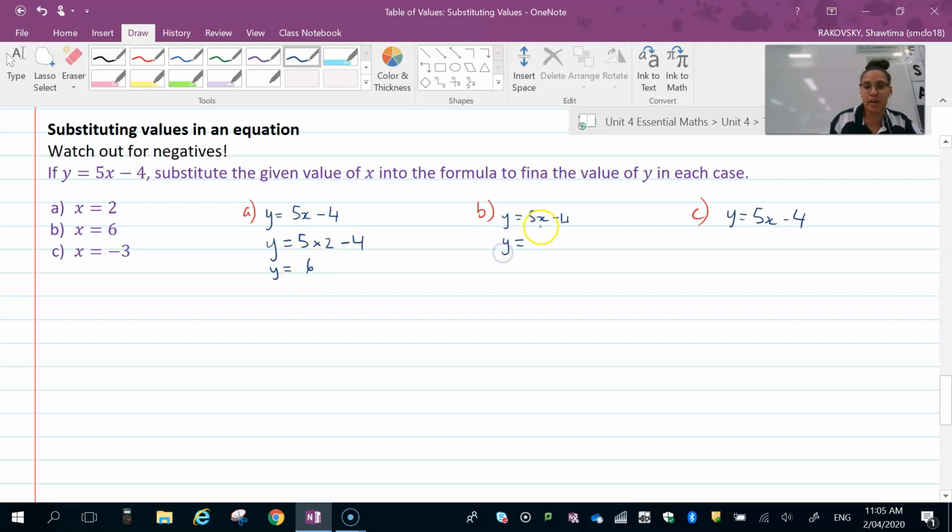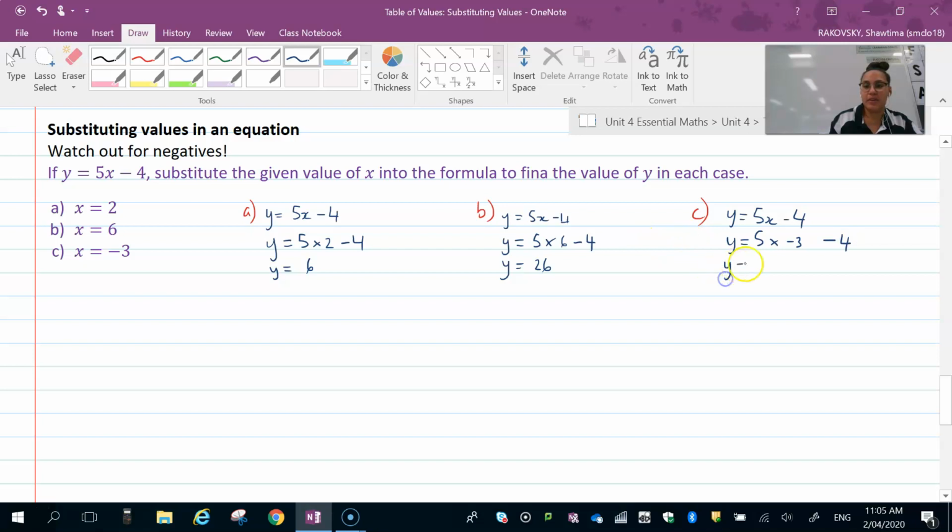Over here, x equals 6. So substituting in, 5 times 6 minus 4. Order of operations: 5 times 6 is 30, minus 4 is 26. Same thing again. The substitute line, 5 times negative 3 minus 4.